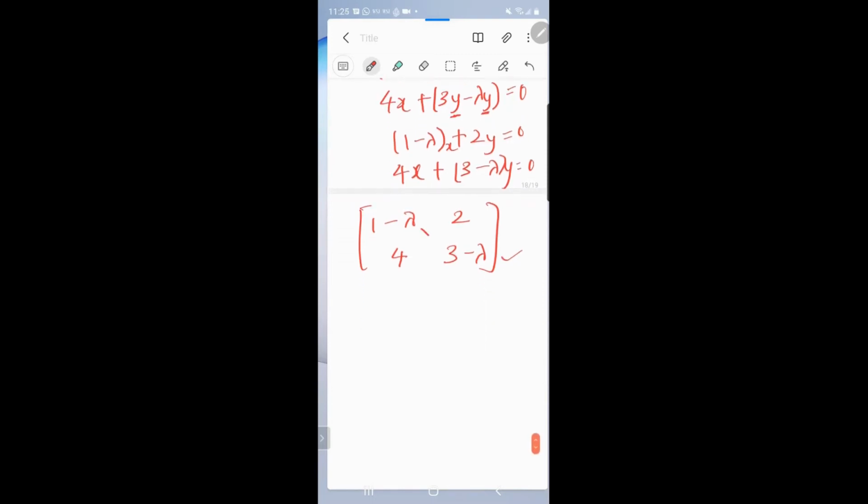So what we are claiming is we'll calculate what is called the determinant of this matrix, which is multiplying these two values, so 1 minus lambda times 3 minus lambda, and then subtracting the product of the remaining two values, so 4 times 2, 8, and equating it to 0. So by solving this equation, I'll get the value of lambda.